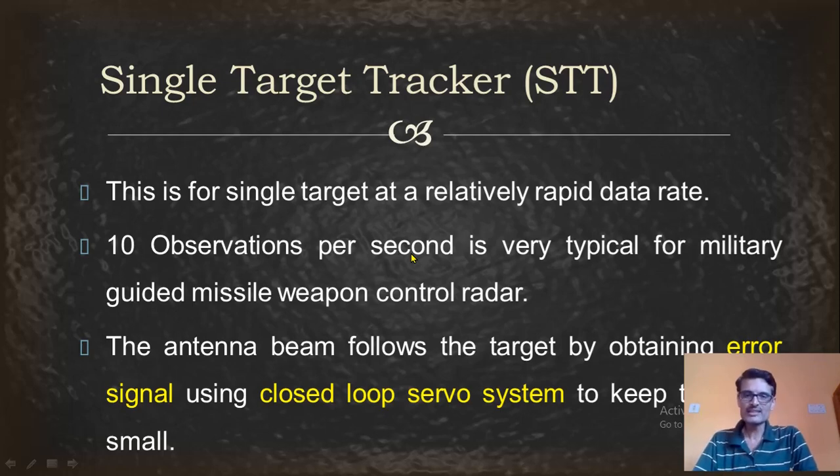So it will find some error signal, and based on the error signal voltage, it will track the targets. And in this STT, it actually uses something called a closed loop servo system. This servo system is used to rotate the antenna. Closed loop servo system means whatever tracking data we get from the radar will be processed, and automatically this processed data is used to move or rotate the antenna in the direction of the target. That is called a closed loop servo system using the tracking radar data.